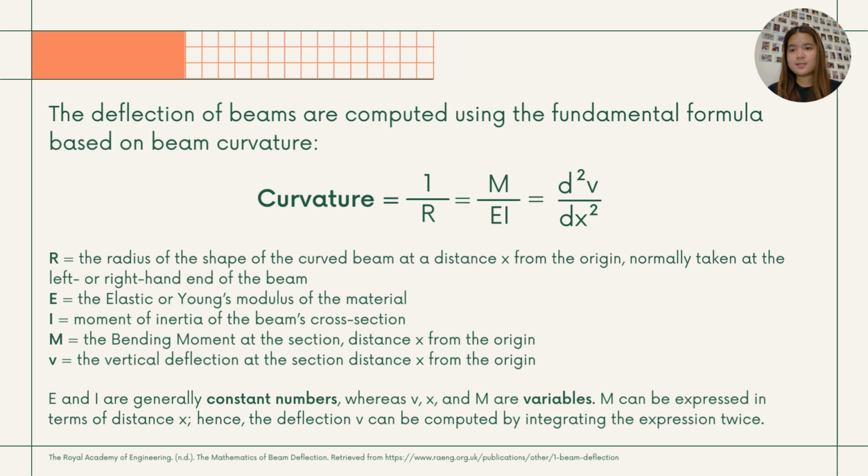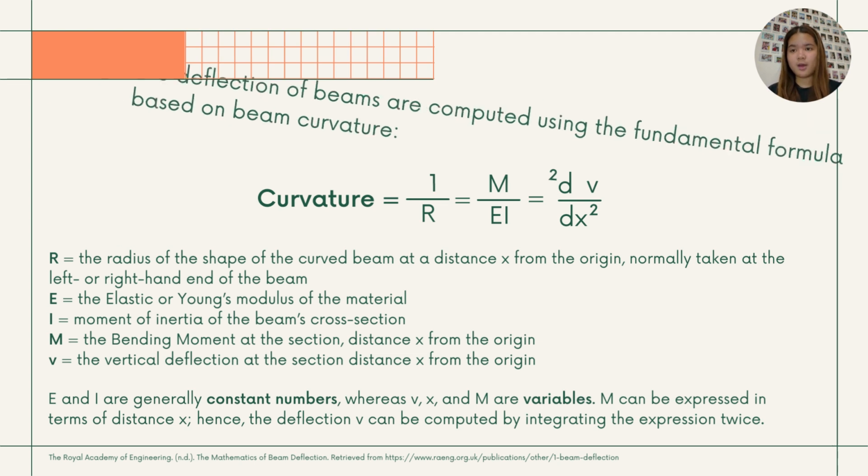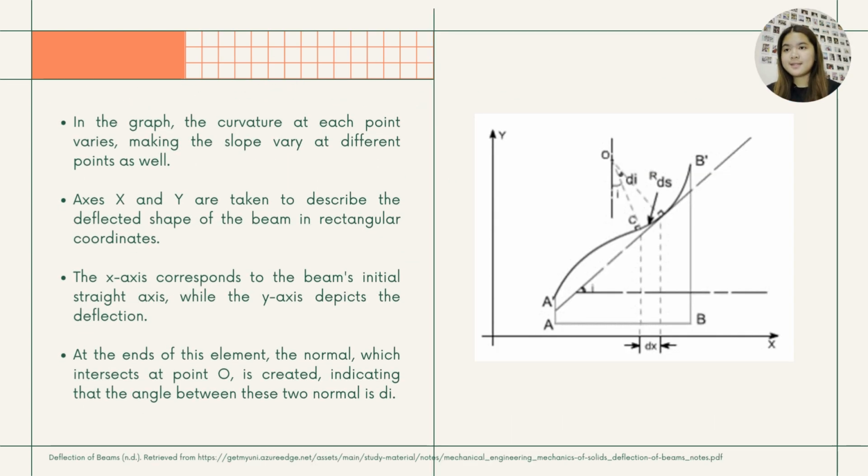M can be expressed in terms of distance x. Hence, the deflection V can be computed by integrating the expression twice. When the elastic line or the deflection curve AB is observed, one can see that the curvature at each point varies, making the slope vary at different points as well.